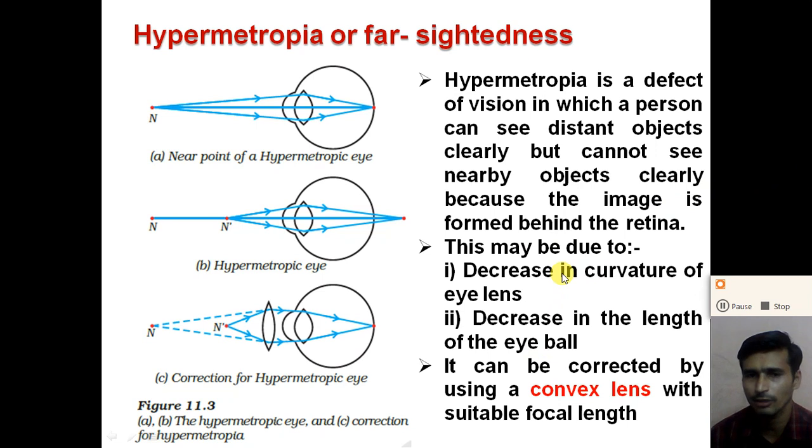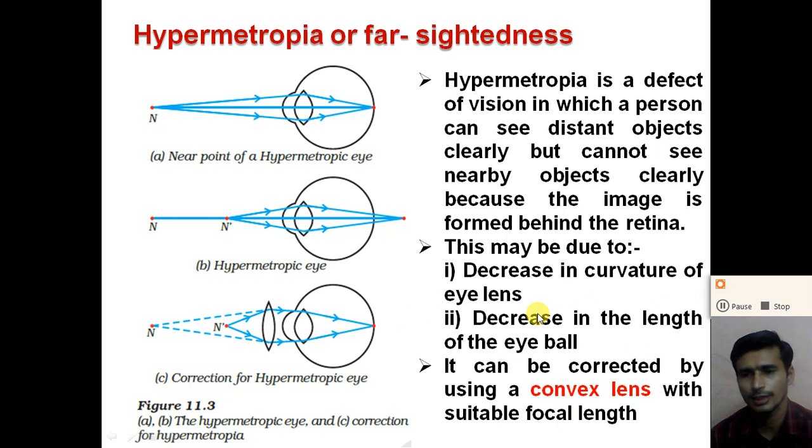The curvature of the eye lens is small, not increased, right? So with a decrease in the curvature of the eye lens and a decrease in the length of the eyeball, the hypermetropia defect will be formed in the eye.